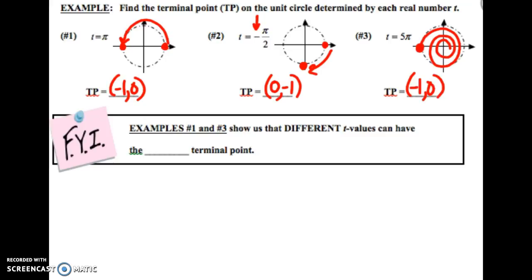So you can see that when t was pi for number 1, and when t was 5 pi for number 3, we ended up in the same spot. Therefore, we have the same terminal point. That happens often with the unit circle. So examples 1 and 3 show us that different t values can have the same terminal point.